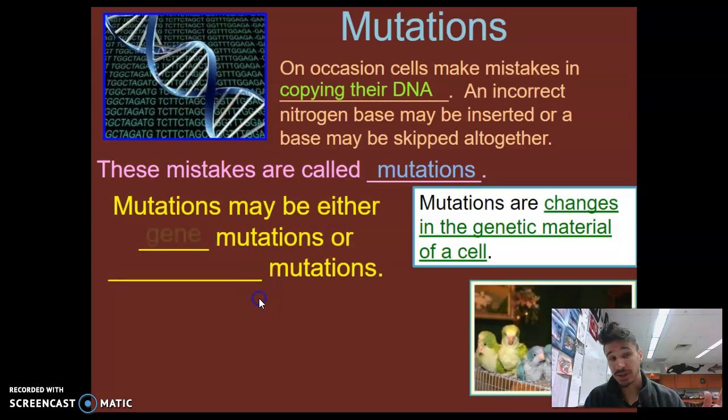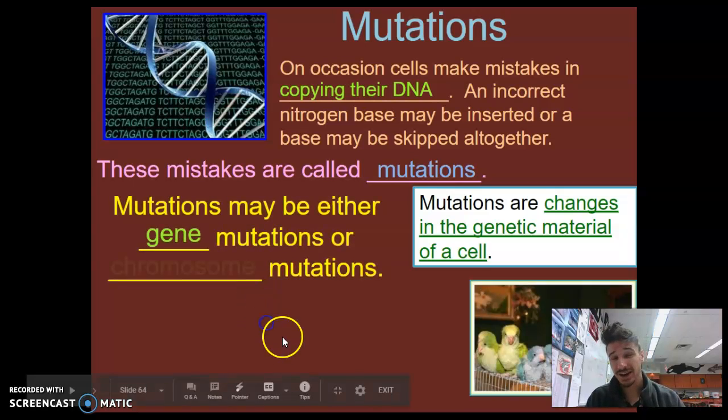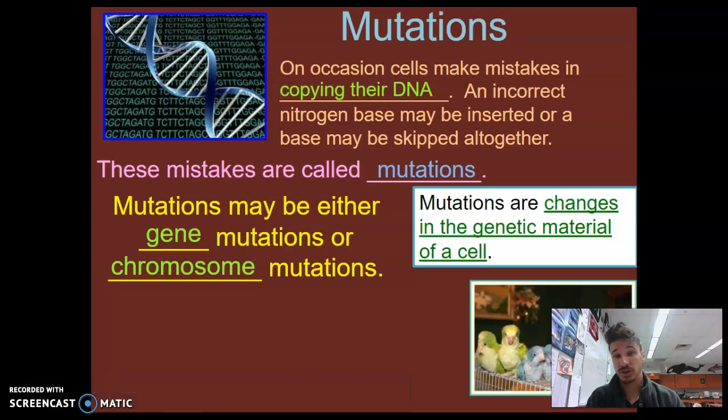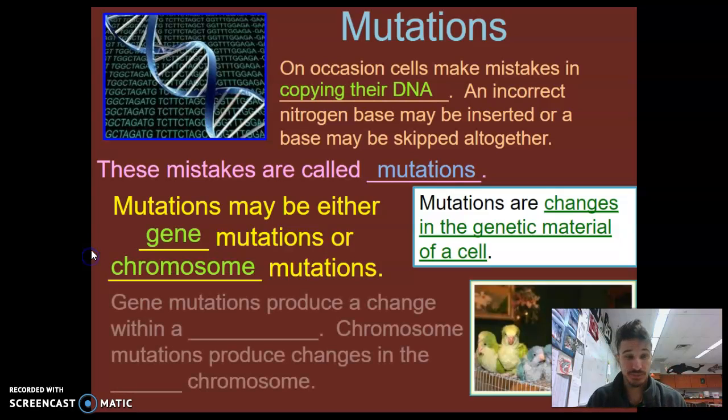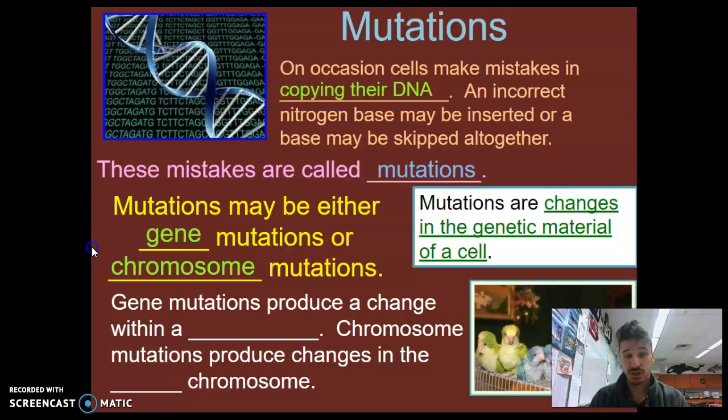Now, mutations can either be a gene mutation or an entire chromosomal mutation. Like maybe the entire chromosome is missing, or maybe part of the chromosome is missing. Or maybe the chromosome has many mutations within it. Or you can have a gene mutation, which is a single stretch of DNA, which is what a gene is, and there's a single or multiple nitrogen bases skipped or misplaced within that gene. So gene mutations produce change within a single gene. Chromosome mutations produce changes in a whole chromosome.